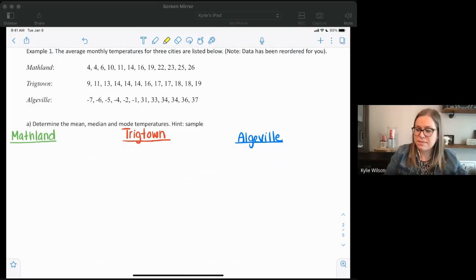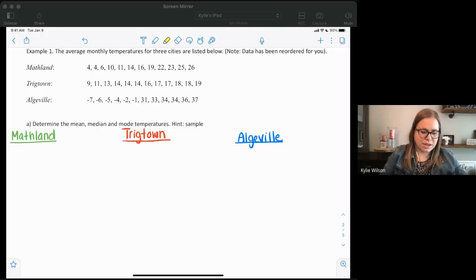Now it's given to you that it is a sample, but based off the situation, we can also determine that it's a sample. The reason I know it's a sample is we just have one data point per month. That doesn't mean that every single day in that month had the same value. We're really looking at a subset of all of the values and just picking a sample of all of the possible temperatures in this year. So that is why it's a sample. That's important later on when we go to calculate the standard deviation, because remember, the formulas are slightly different.